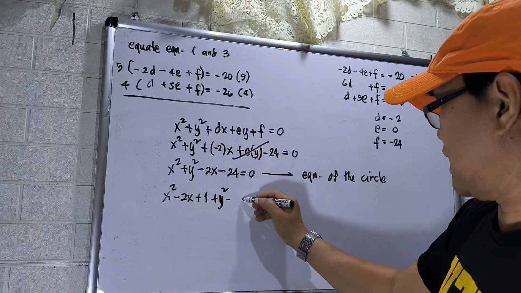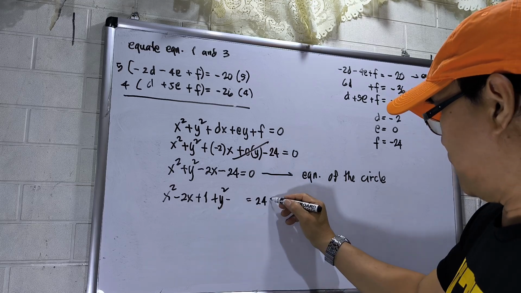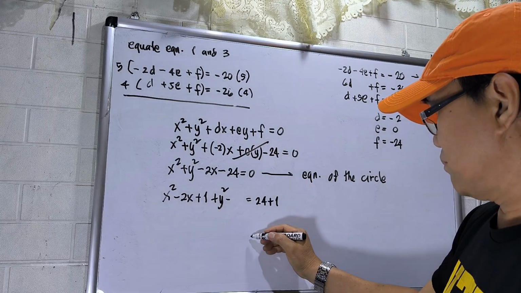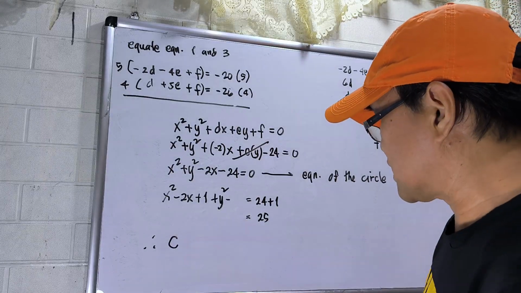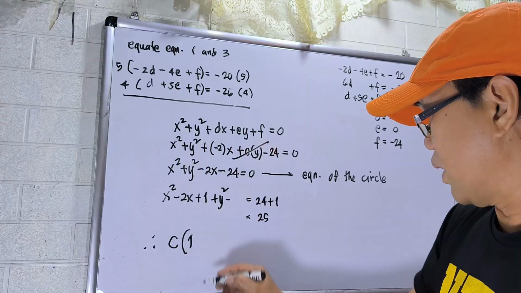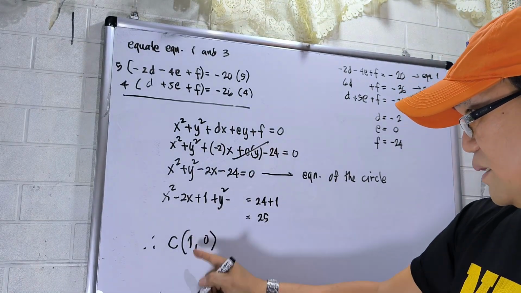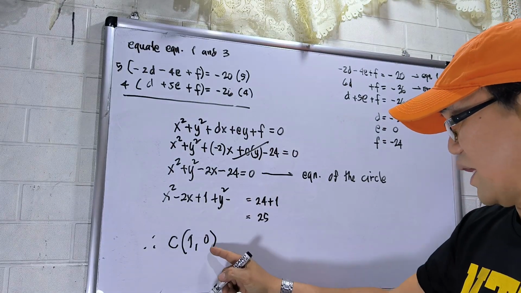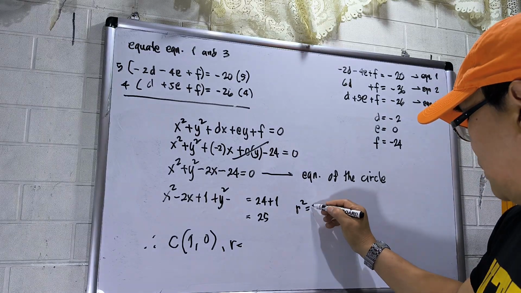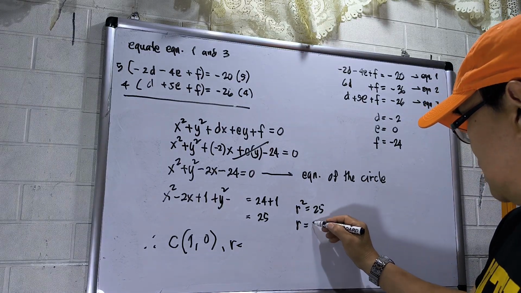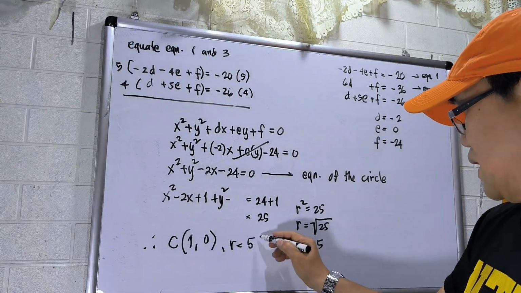And then there is no 0 in here, and this will be transposed to the right. This will be 24, and then plus 1. So take note, this is the r squared. So this will be 25. Therefore, the center is at 1 and then 0, because the opposite of positive 1 is negative 1, and since there is no y, it is 0. And then the radius: this is r squared, right? R squared equals 25. So the square root of 25, so we have r plus or minus 5. So the radius is 5.